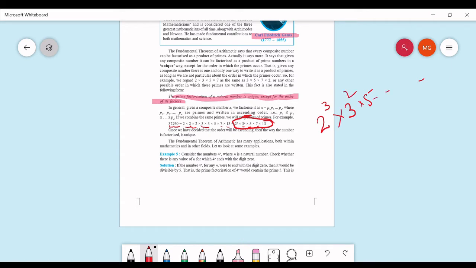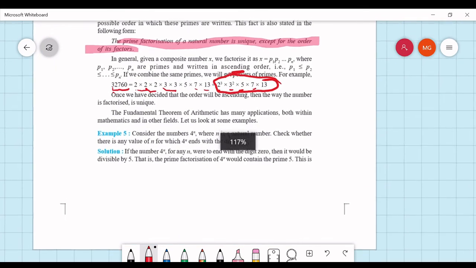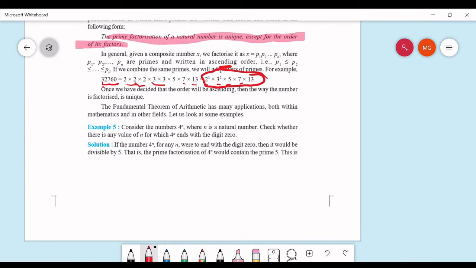Now coming to Example 5, consider the numbers 4 to the power n, where n is a natural number. We have to check whether there is any value of n for which 4 to the power n ends with the digit 0. Ending with digit 0 means you get 0 at the units place, or the ones place, all are the same. So look at the solution.